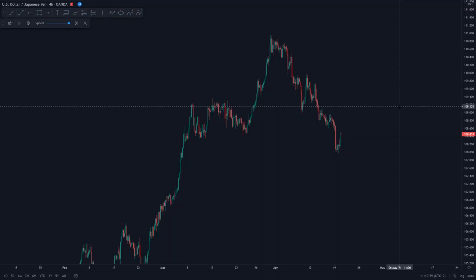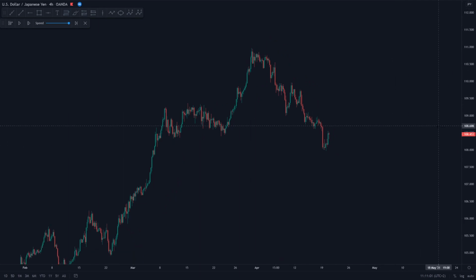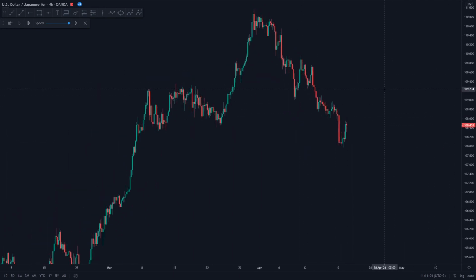So as you guys can see, I have the 4-hour chart on USD JPY. The trade that I took, and which is my trade of the week, is going to be a USD JPY short position. So as you guys know from how I break down my trades, the first thing I always want to do is see what is the trend.